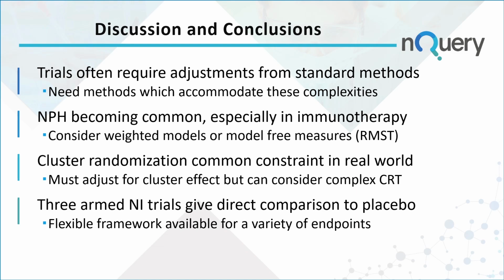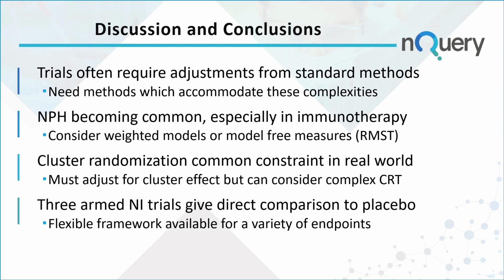Cluster randomization is a very real constraint in the real world. For example, vaccine studies often deal with cluster randomization because it's easier to vaccinate a whole school than to vaccinate 50% in a school and then not vaccinate the other 50%, or give them a fake vaccination, or not fake, but a different placebo vaccination.